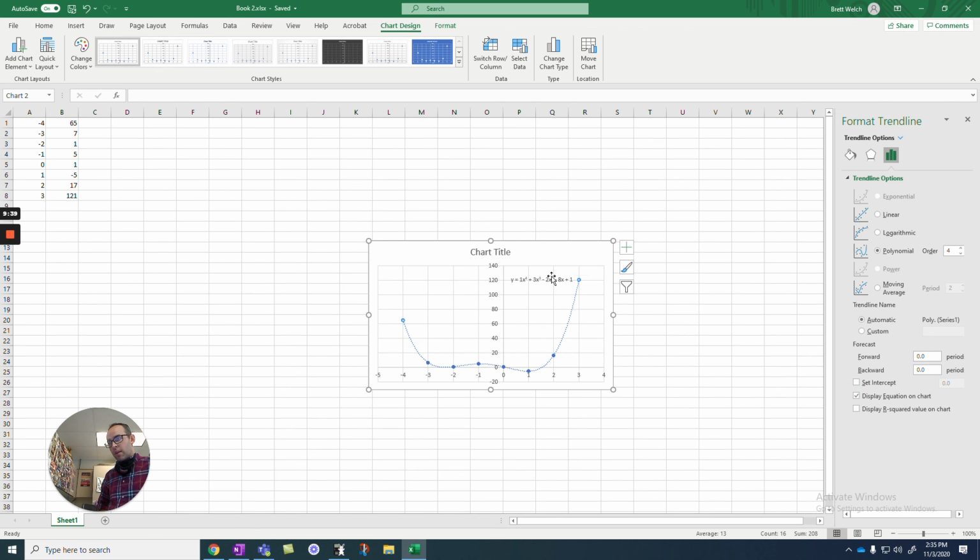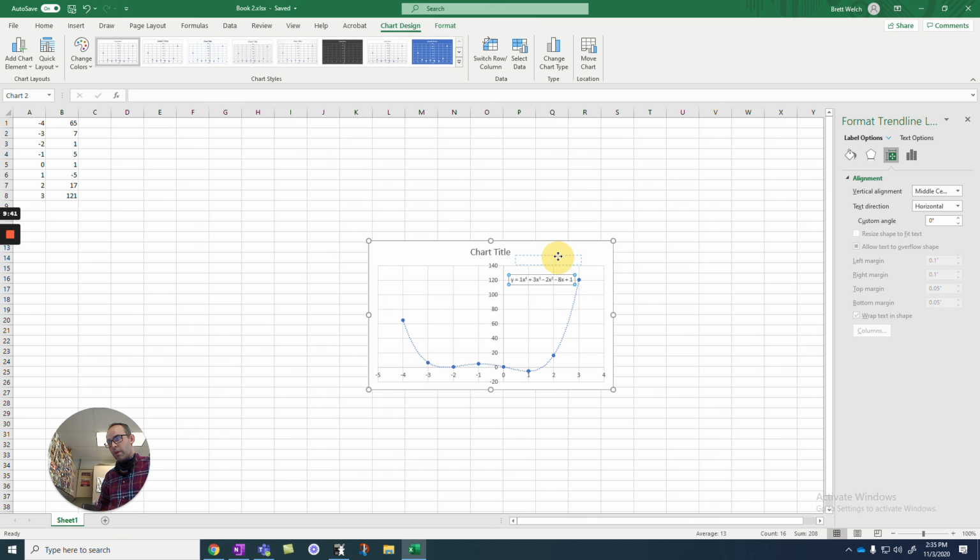If we look at that equation, I'm going to pull it up here. That's 1x to the fourth, 3x cubed, minus 2x squared, minus 8x plus 1. Same equation we had on the graphing calculator. So whether you have to use Excel or use the graphing calculator, if I have to help you during the test with the graphing calculator, that's fine.